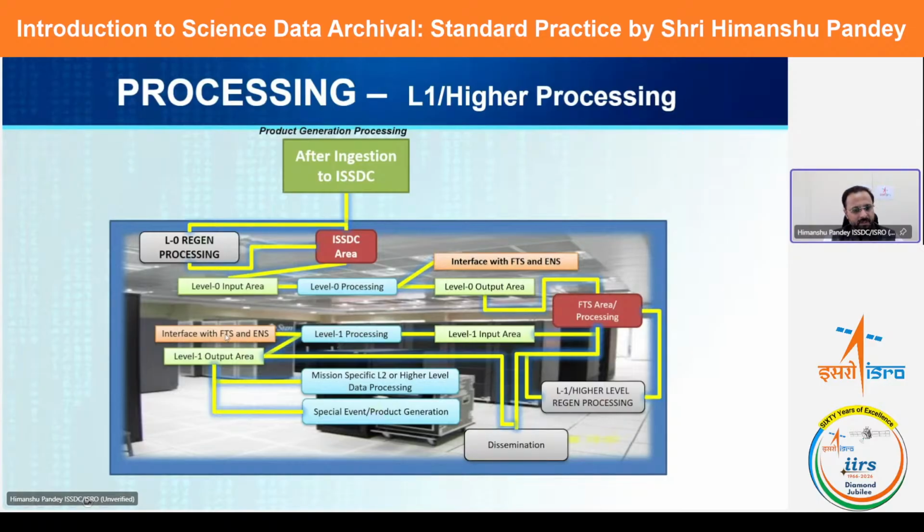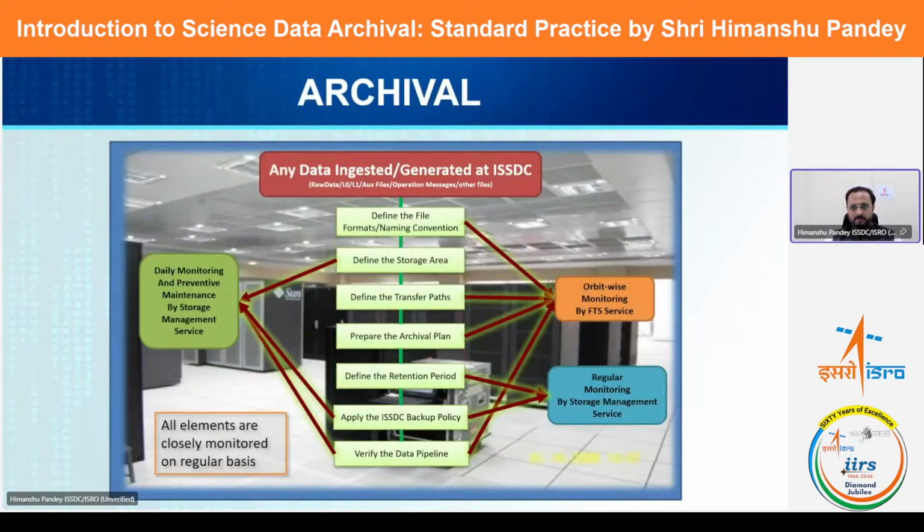After level processing, then with the FTS interface, the level 0 output will be provided to the destination area, and also given to high-level data product generation and any special event or special data product, like Atlas generation or orbit tracking, if required. In case regeneration is required, a separate environment is created in a campaign mode for high-level regeneration. This is a typical chain which is getting executed among most of the specifications.